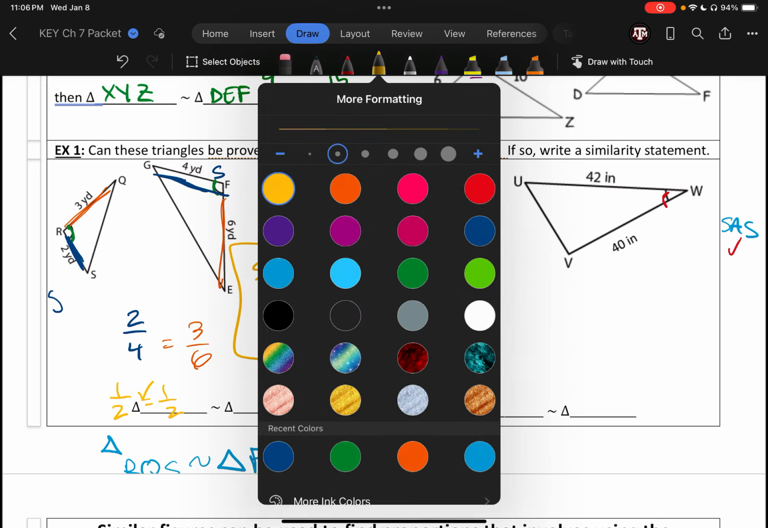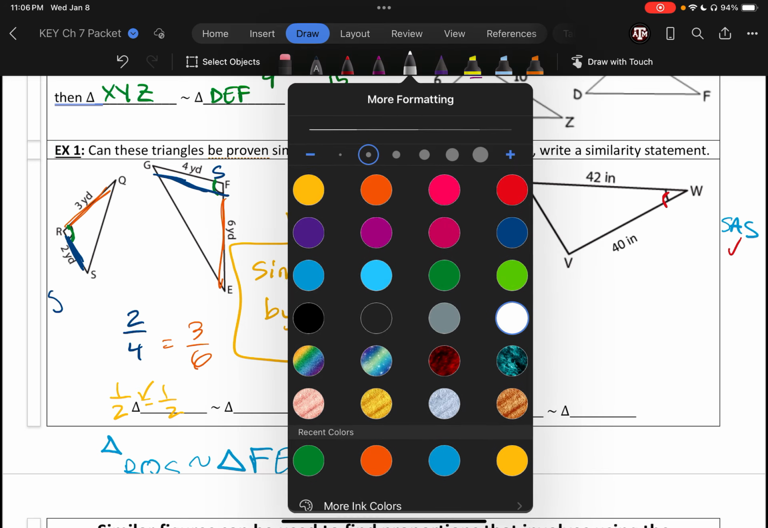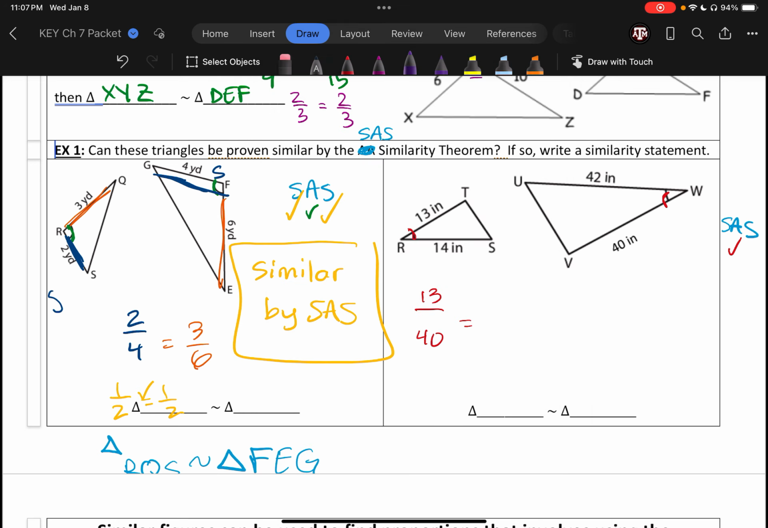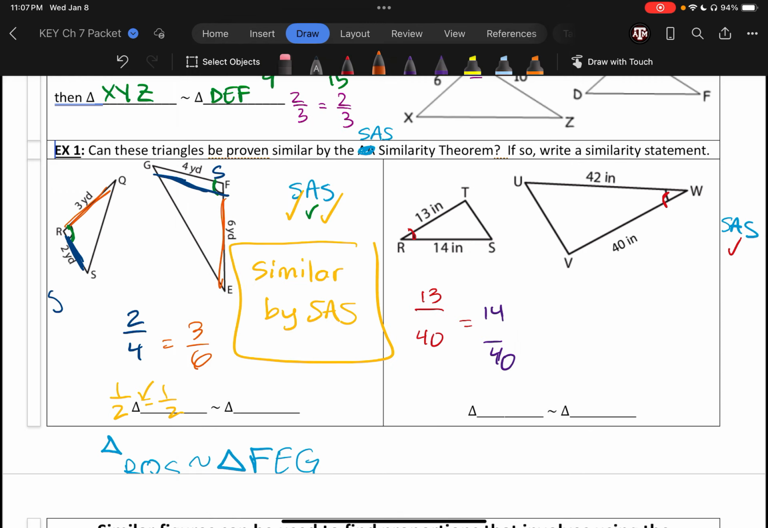So when I set up the ratio here, what we're looking at is, well, the smaller one in the first triangle is 13. So 13 over smaller one in the second triangle is 40. 13 over 40, we're checking to see, is that equal to my other ratio? Large over large would be 14 over 40. Now, if we simplify this, 13 over 40 does not simplify. It stays as 13 over 40.